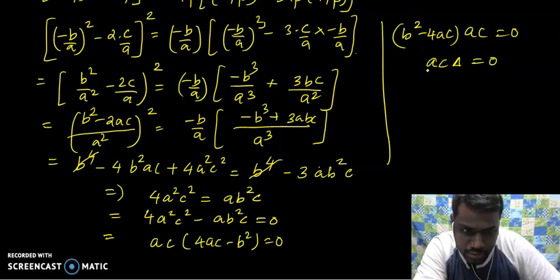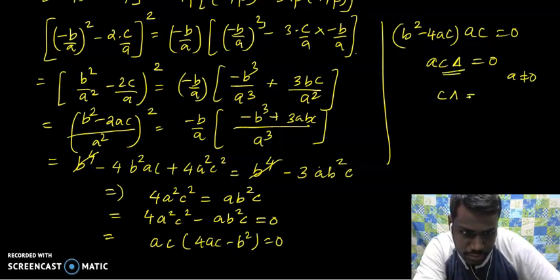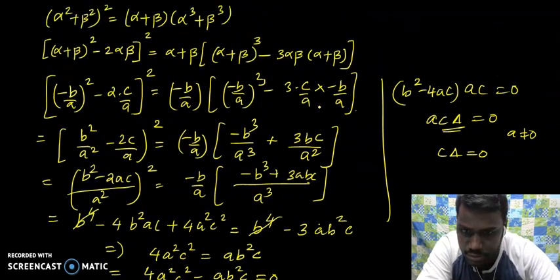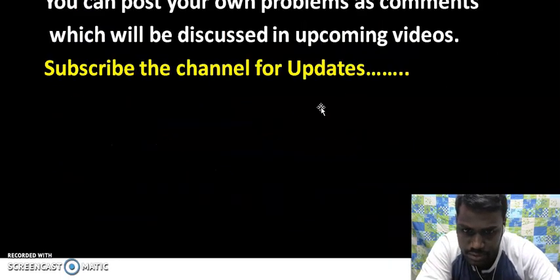But in a quadratic equation we know that a is not equal to 0, so we can conclude c delta is equal to 0. So c delta is equal to 0. So the correct option is option D.